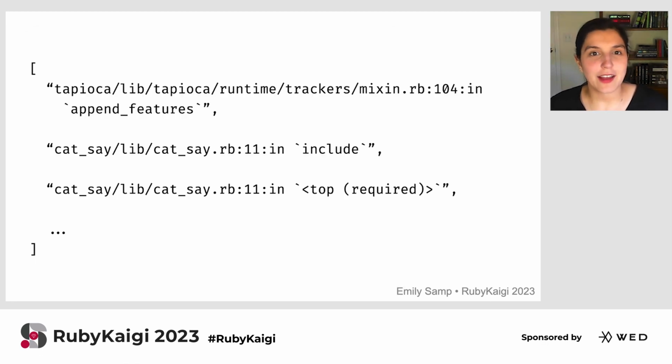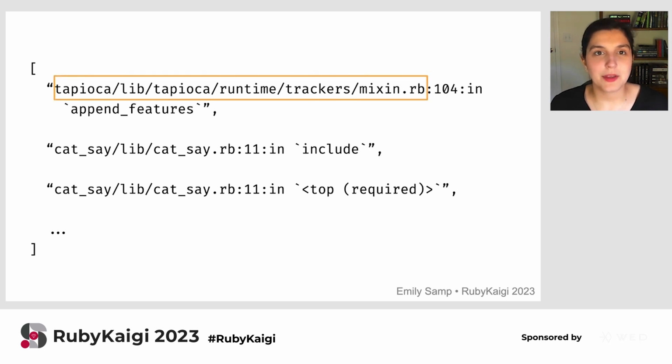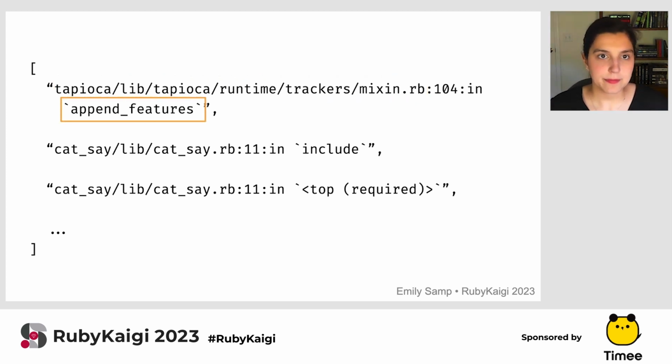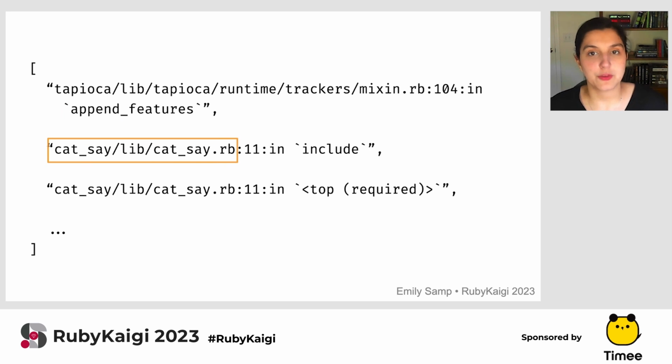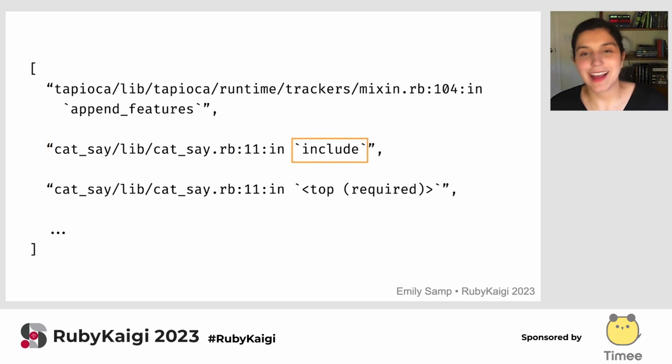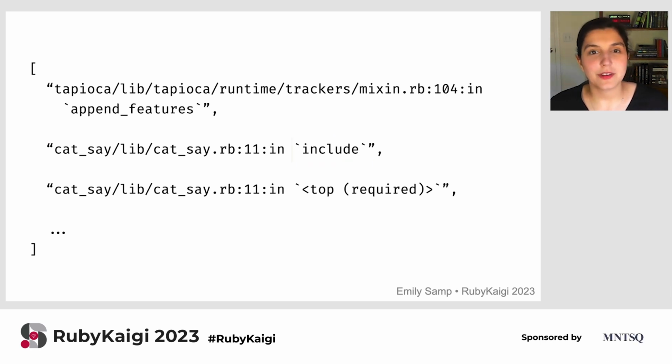You can see here that our backtrace would start with the most recent file that was run, which is Tapioca's mixin tracker, where we've implemented the override of the append features method. From there, it goes back to the previous call, which was in the catse gem, where we called include to mix in the catse module to the object class. This list will continue all the way down the stack trace.